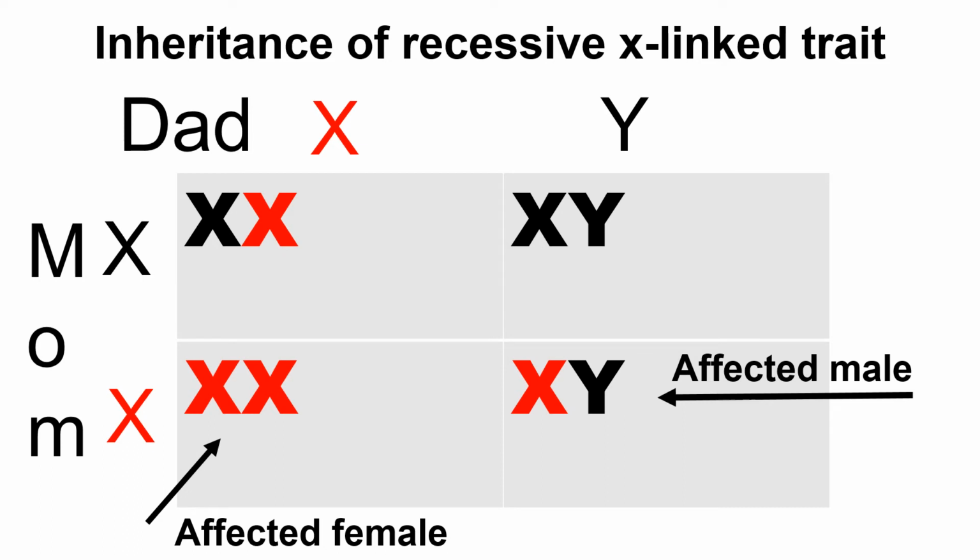But if you guys notice, in order for a female to be affected with this condition, both the mom and the dad must have a mutation on the X chromosome. So there is a way, right, in which a female is going to be affected with a mutation that is found on the X chromosome, but both mom and dad must carry this mutation in order for a female to be affected.